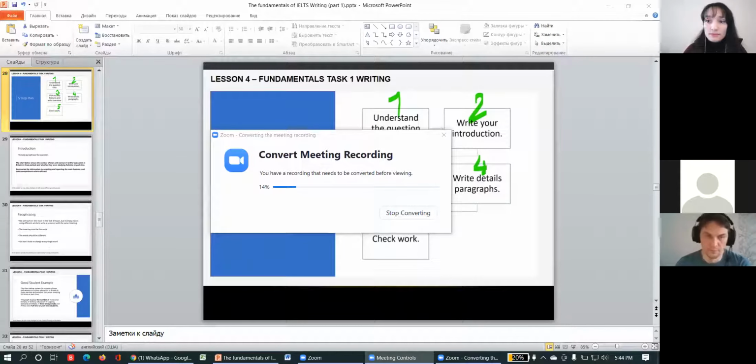Share the screen again. Okay, what is it? Why is it doing that? How to do that? Go on.